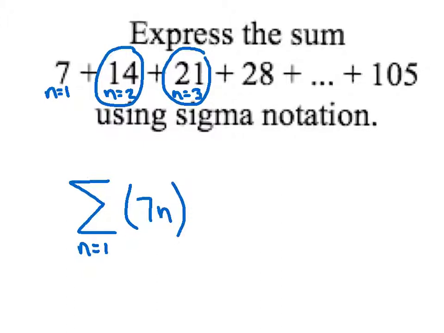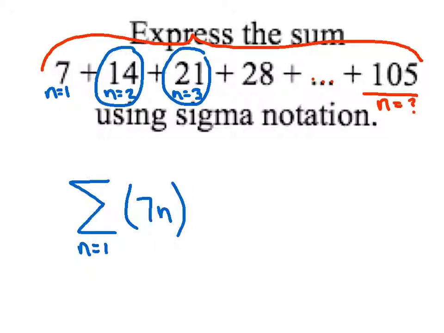Now the trick becomes, how many terms am I really adding? See, the last couple of series just had dots and they left us hanging. This one actually says, I want you to go until you hit 105. So my question is, how many terms are there from 7 to 105, assuming that I wrote each one out individually? Or in other words, what is the value of n by the time I get to 105? What term number is that?